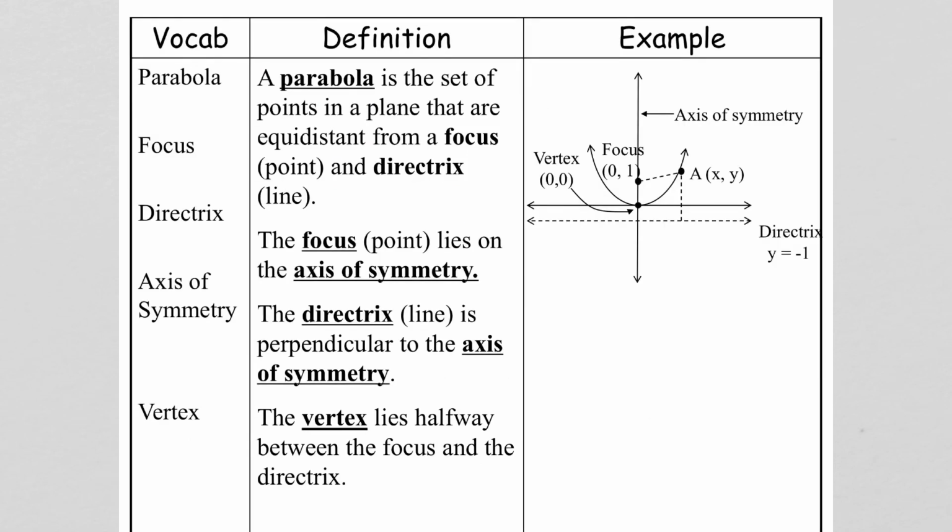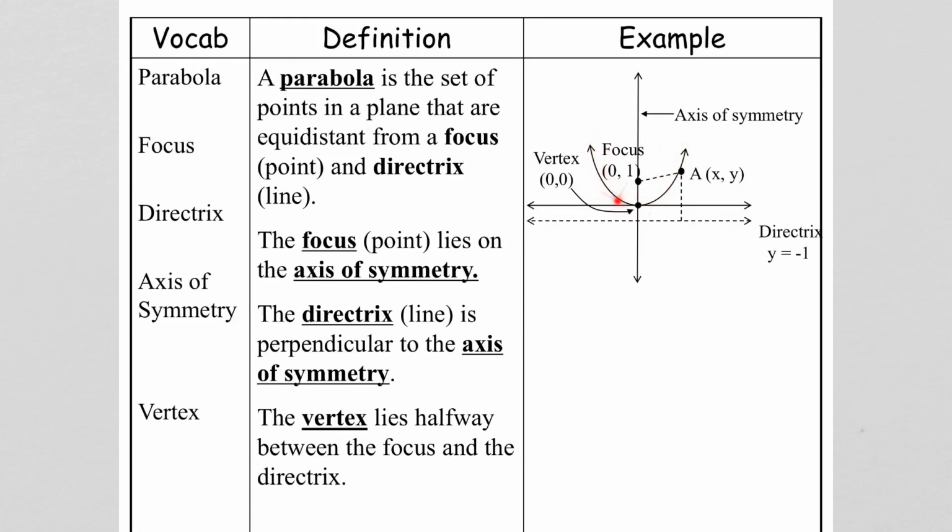All right, so let's look at the definitions a little bit more carefully again, and I'll go ahead and read through this. It says a parabola is the set of all points in a plane that are equidistant, that means equal distance, from a focus, which is a point, and a directrix, which is a line. And so I'll show that in the example again.